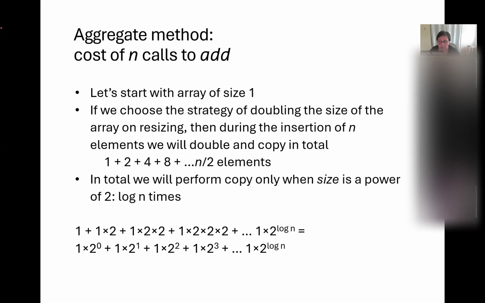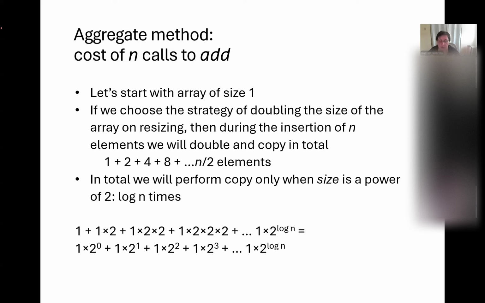So this is a more formal proof of this idea. Let's start with an array of size 1. If we choose a strategy of doubling the size of the array every time we resize it, then during the insertion of n elements, we will double and copy in total that many elements, right? First, we will copy 2 elements, then we will copy 4 elements, then 8 elements, and up to n over 2 elements, right? Because the final array is of size n, and we only created it because the array of size n over 2 was full. So we just copied n over 2 elements in order to add these elements.